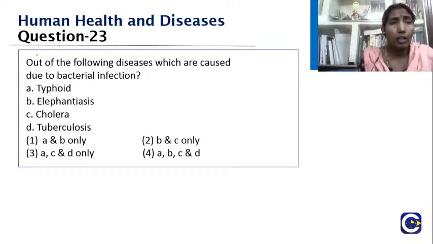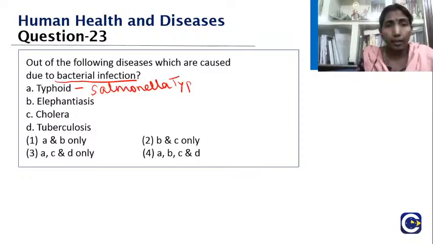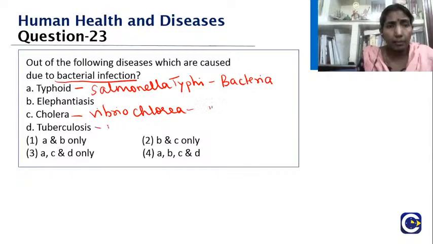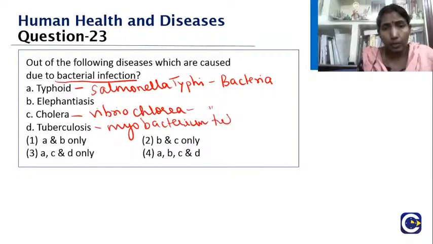Good. Out of the following diseases, which are caused due to bacterial infection? Typhoid, elephantiasis, cholera, tuberculosis. We should know that typhoid is caused by Salmonella typhi. It is a bacteria, right? What about cholera? Vibrio cholerae. This is also a bacteria. TB, Mycobacterium tuberculosis.